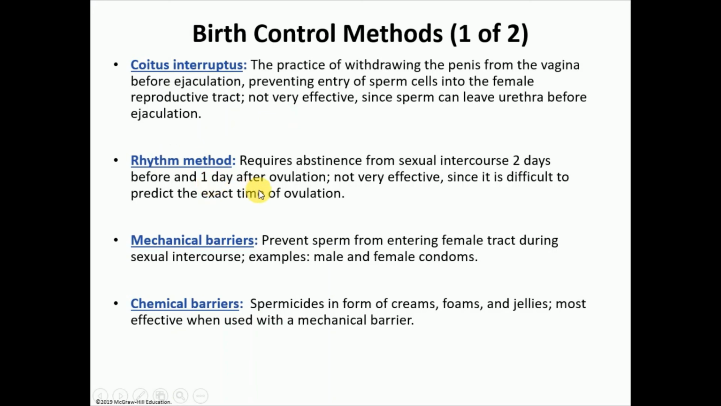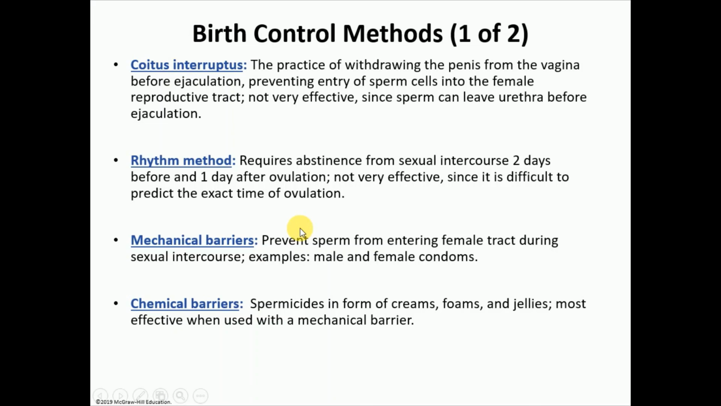There's the rhythm method. Rhythm method means that there is no sexual intercourse 2 days before and 1 day after ovulation. Again, it's not very effective. It really depends on a couple of things. For example, the cycle has to be very regular, and the couple has to be very careful in writing down when menstruation started and journaling everything to make sure that there is no intercourse during ovulation.